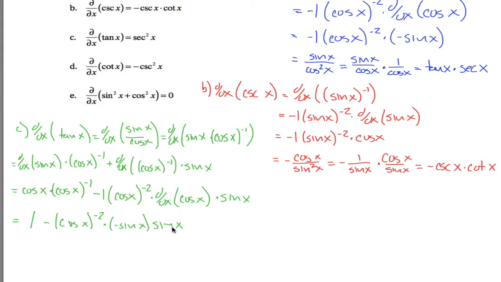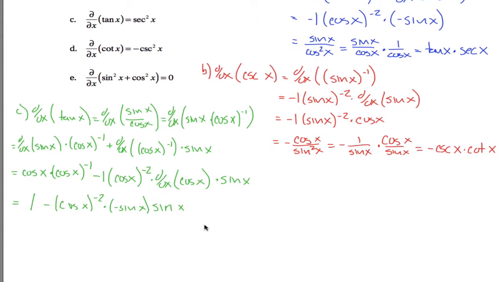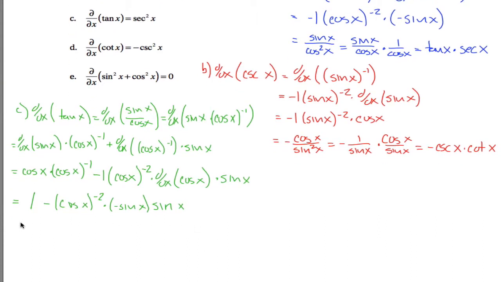Oh, that got kind of messy all of a sudden. Let's try that again. So all I did from this line to this line is cosine of x times cosine of x to the negative 1 is just 1. Over here, derivative of cosine is negative sine, and then I got this sign right here. All right, I trust this is going to work out. So I got 1 minus, the minus and the minus cancel out, so I have 1 plus.